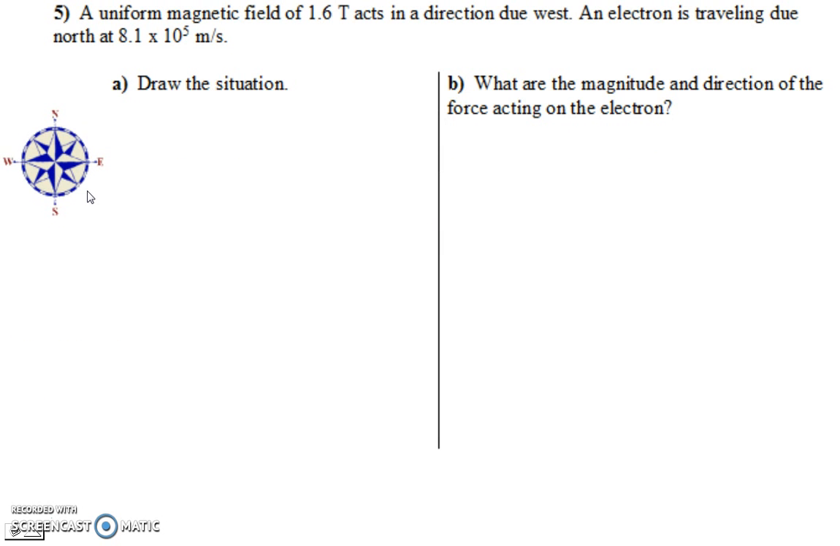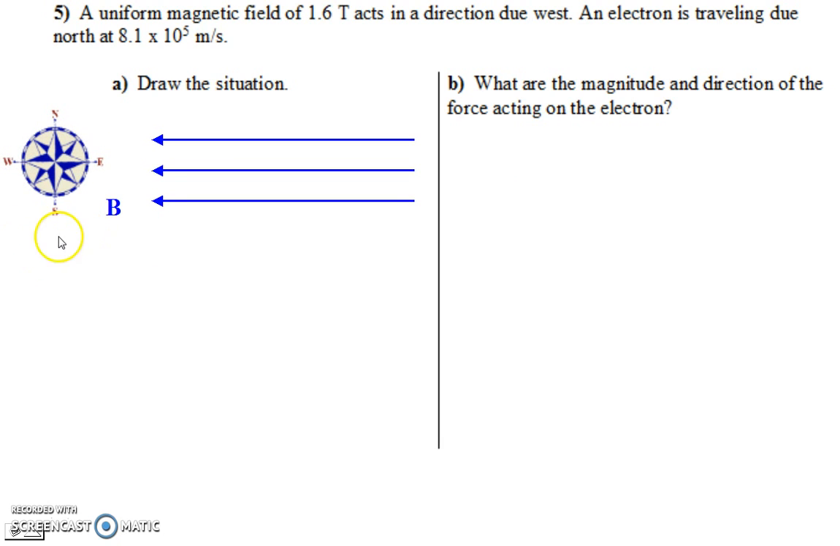Let's try problem 5. I want you to read it, do part A, pause the video as you do, then go back to see how I draw it. Luckily, we have a compass rose here, so we're not making any guesses. It says the magnetic field points due west, and it's not a guessing game. Look at the actual compass rose, and west is over here, so you have to draw some magnetic field lines pointing to the left. It's always a good idea to draw a bunch of magnetic field lines, especially if it says it's a uniform field. So draw a bunch of them pointing to the left.